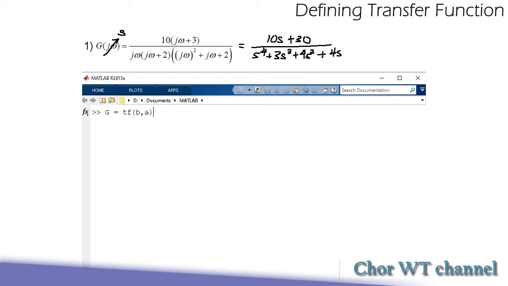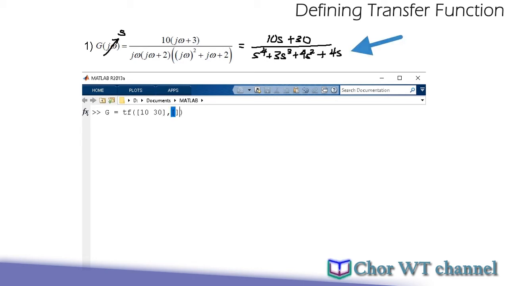The transfer function command here takes in two parameters. The first one is b. b represents the matrix containing all the coefficients in the numerator, the coefficients of the s terms. If we look at this transfer function in this example, we have 10s plus 30. Hence, b will take in two numbers, 10 and 30. So remember, it will start from the highest power of s until s to the power 0.